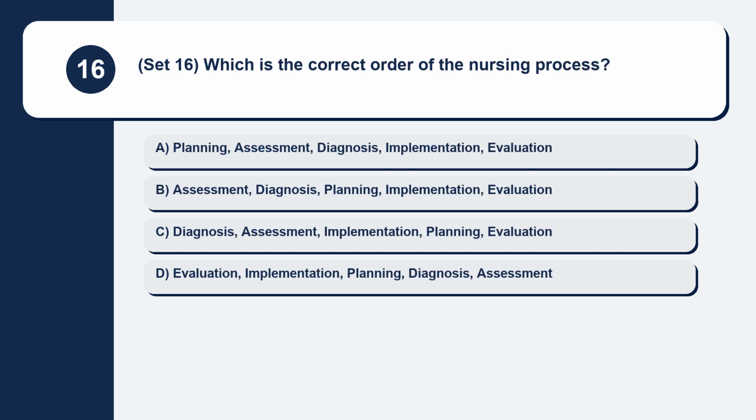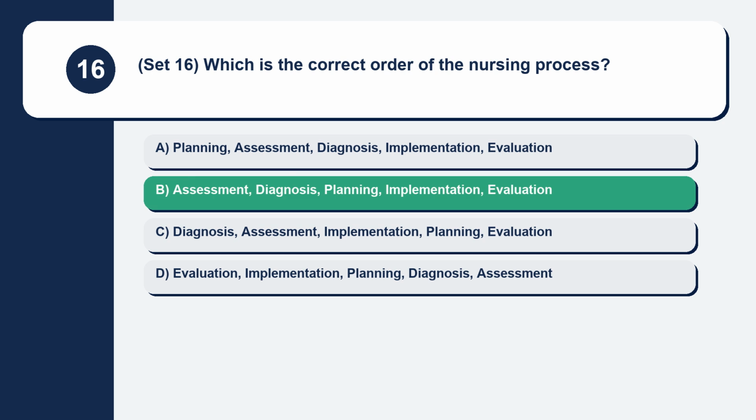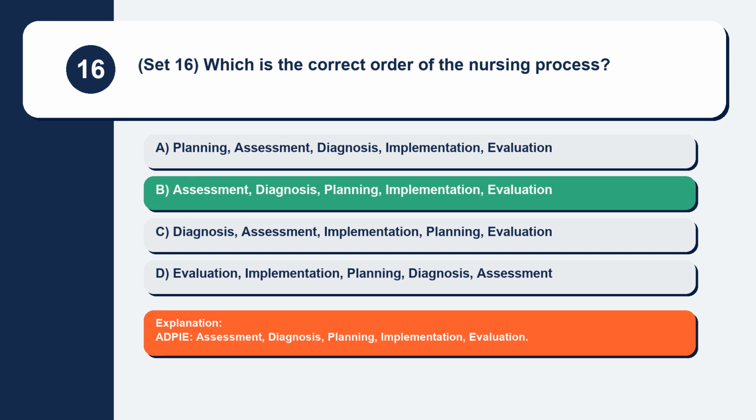Question 16. Set 16. Which is the correct order of the nursing process? Planning, assessment, diagnosis, implementation, evaluation. Assessment, diagnosis, planning, implementation, evaluation. Diagnosis, assessment, implementation, planning, evaluation. Evaluation, implementation, planning, diagnosis, assessment. The answer is ADPIE: assessment, diagnosis, planning, implementation, evaluation.